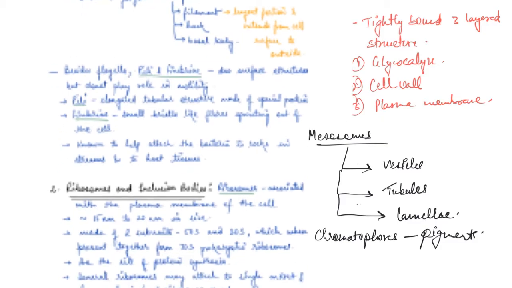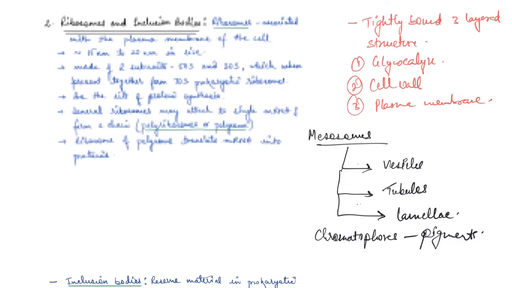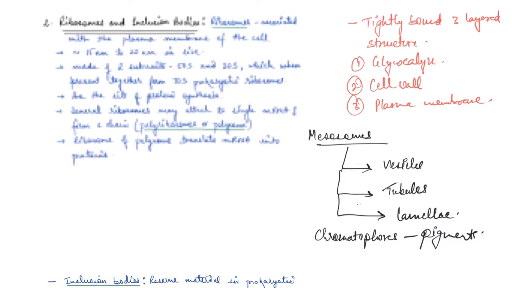Now let's move towards the last subtopic, which is ribosomes and inclusion bodies. Ribosomes in prokaryotes are associated with the plasma membrane of the cell, right? If you remember in the last video, we said that ribosomes are not just present as an organelle, they are also attached to other organelles. So ribosomes are associated with the plasma membrane in a prokaryotic cell. They are about 15 nanometers to 20 nanometers in size, and they are made up of two subunits.